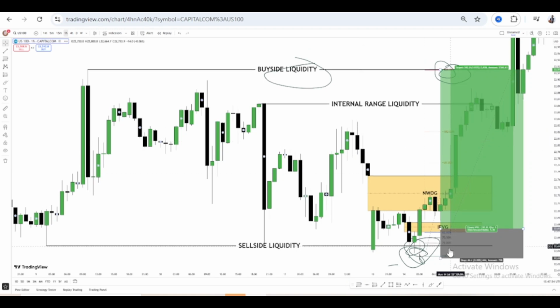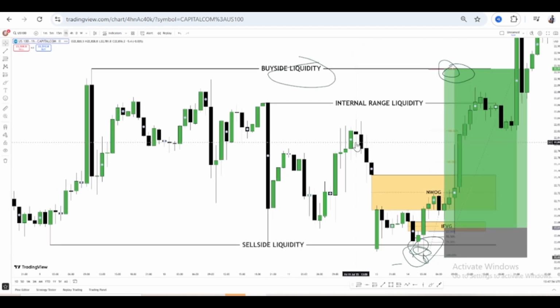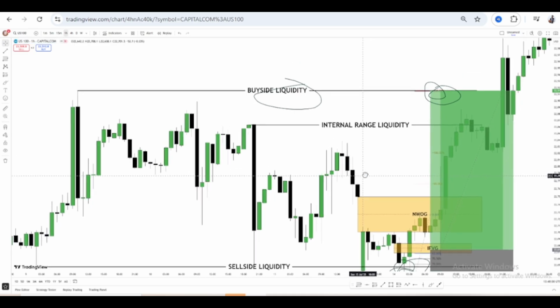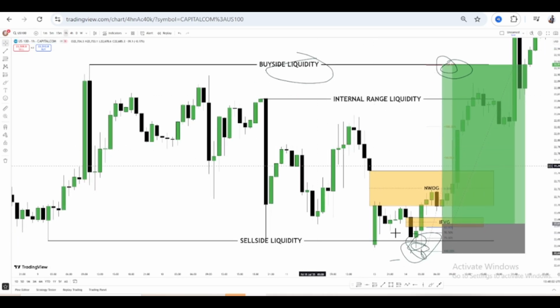Most traders spend years chasing signals, indicators, and strategies that never work. But what if I told you there's only one model you need to trade successfully? A model so precise it can literally become your ticket out of your 9-to-5 job. Today I'm going to show you the ICT A Liquidity Model, step by step.